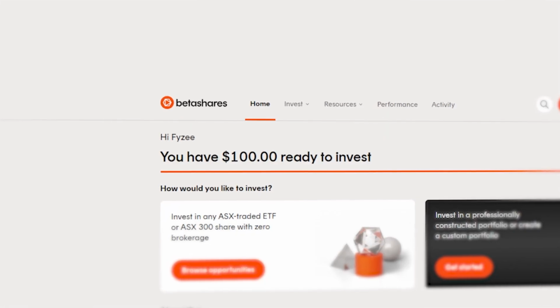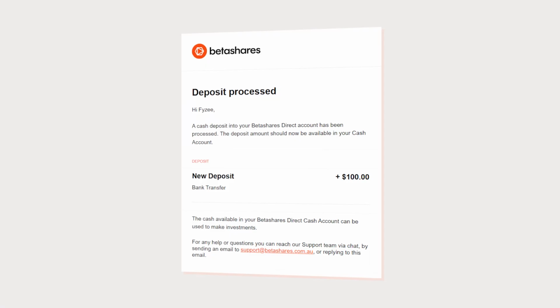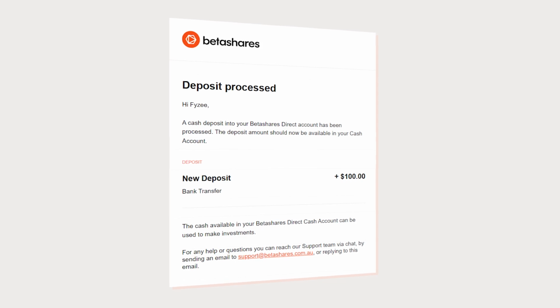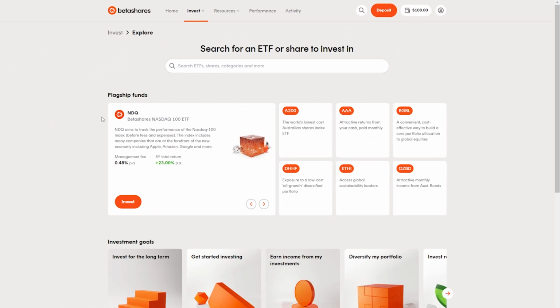through. I transferred $100 into my BetaShares wallet on a Sunday and it came through pretty much instantly. Once it's gone through, you'll get an email confirmation from BetaShares as well, confirming that the transfer has gone through. Once you've done that, what you want to do is go into the invest tab, which is right here, and then it will show a list of investments that BetaShares has to offer.